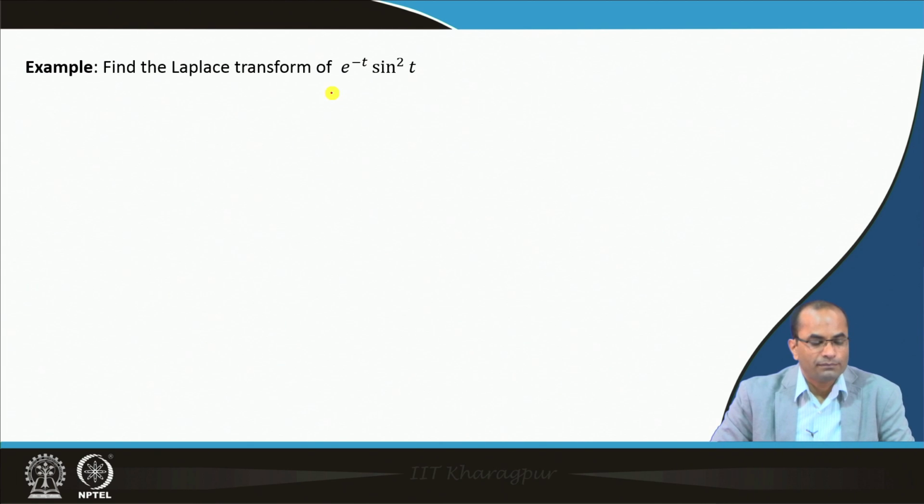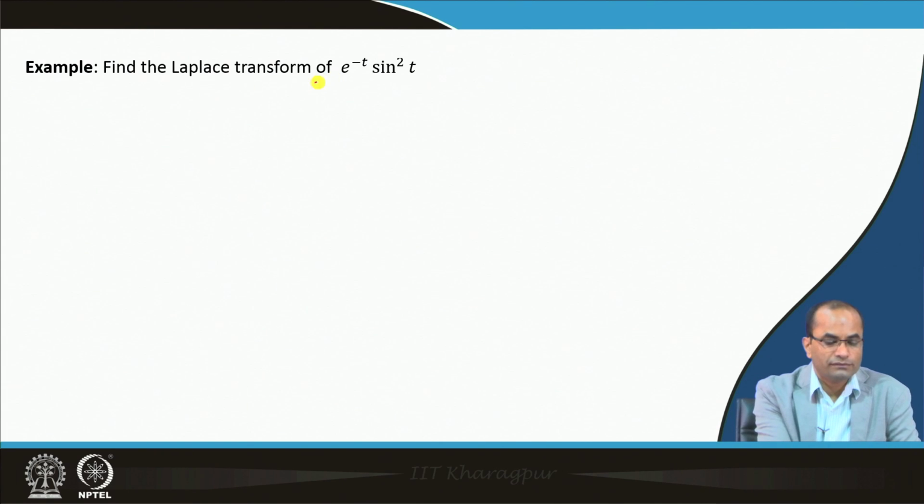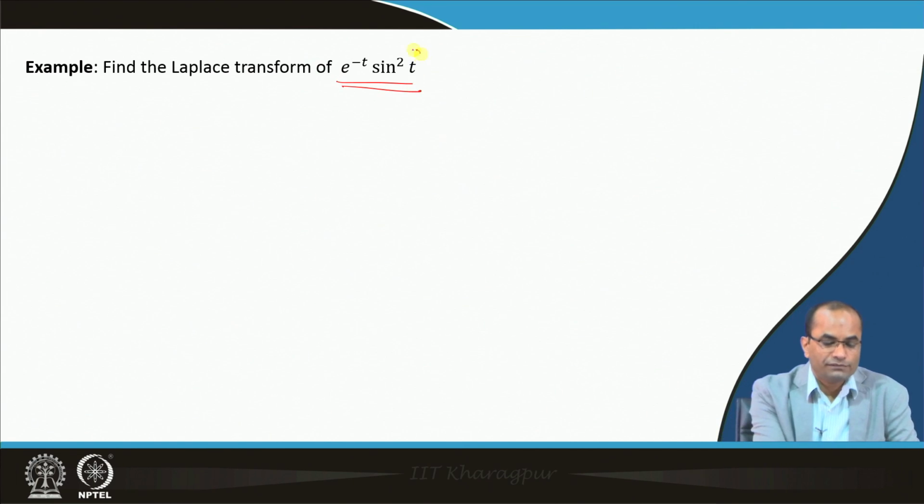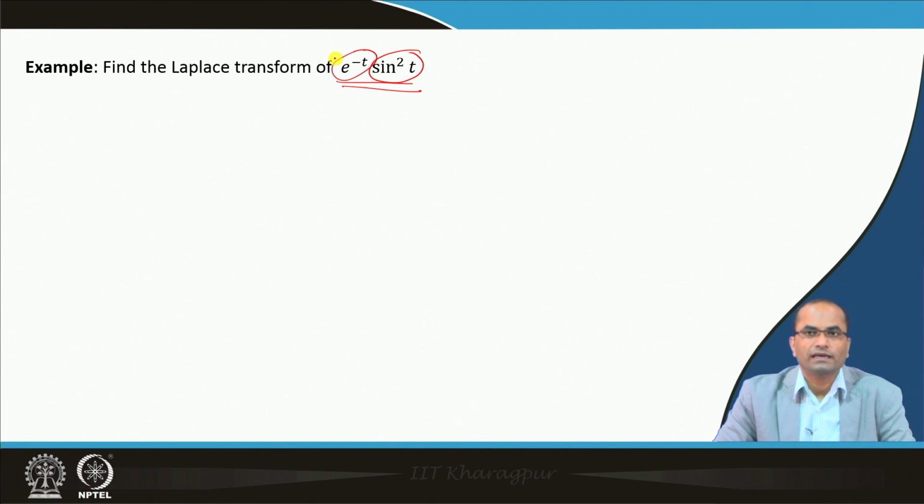Coming to the example, first we want to find the Laplace transform of e power minus t sin square t, for instance. So, here with the function sin square t, e power minus t is sitting. That is exactly where we can apply the shifting property.